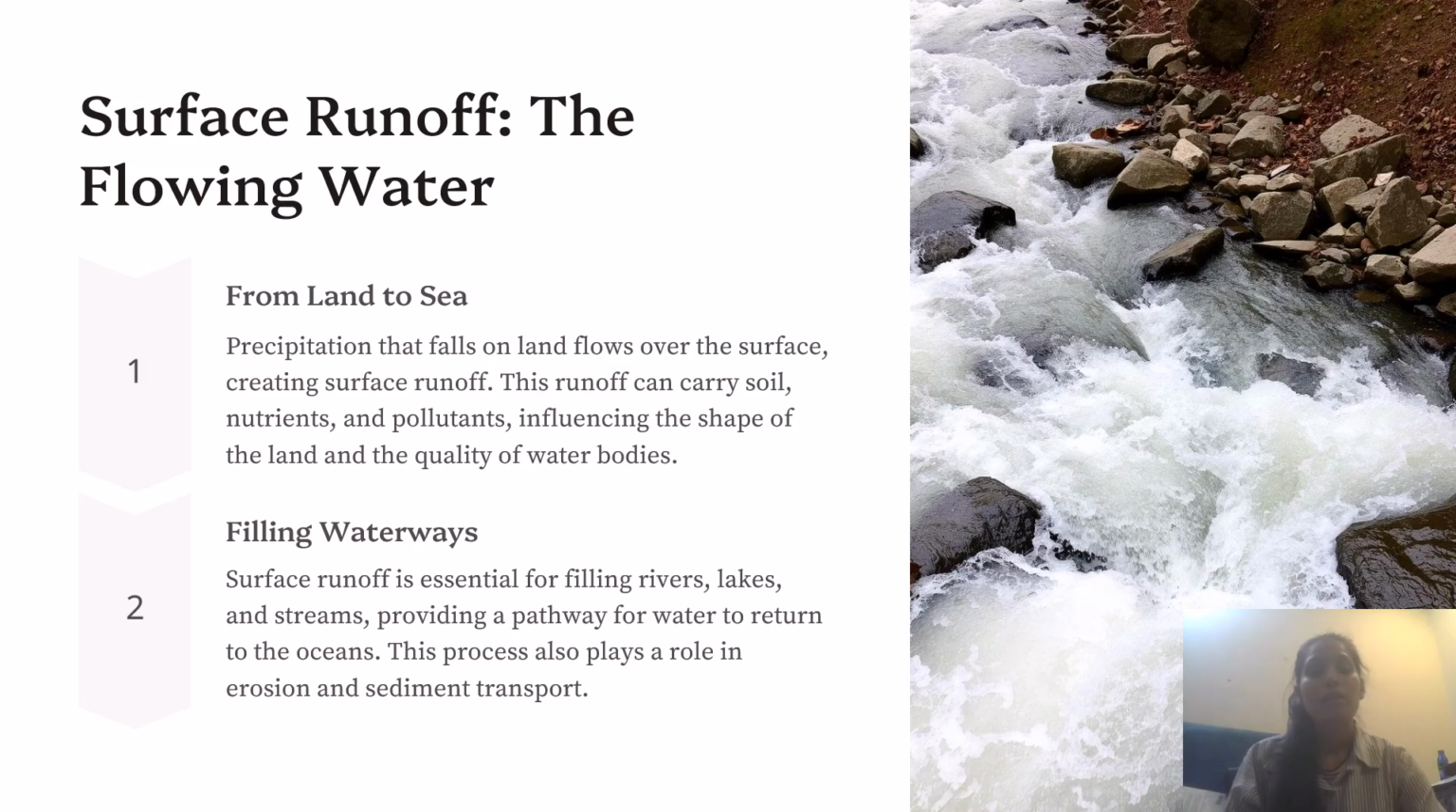explanation. And next we have surface runoff, the flowing water. After precipitation, water travels over the land as surface runoff. It flows into rivers, lakes, and oceans. This runoff carries soil, nutrients, and sometimes pollutants, shaping our landscape by eroding and creating new landforms. So this is all about slide number 6. Now let's have a look at another slide.